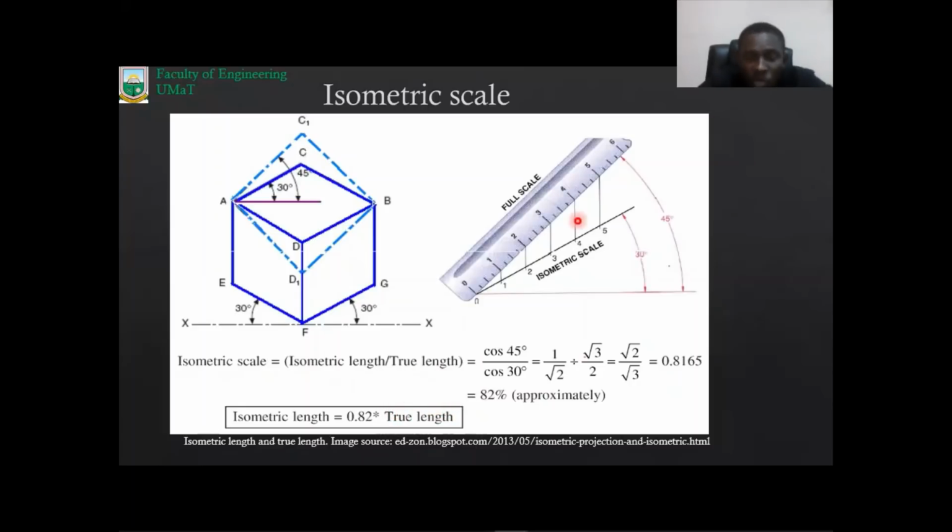But in most of the drawings we will be encountering, for example, when a drawing is given to you to produce the ISO version of it, the dimensions given on such a drawing will normally be the true length. We'll see how this is applied when we start making orthographic drawings.